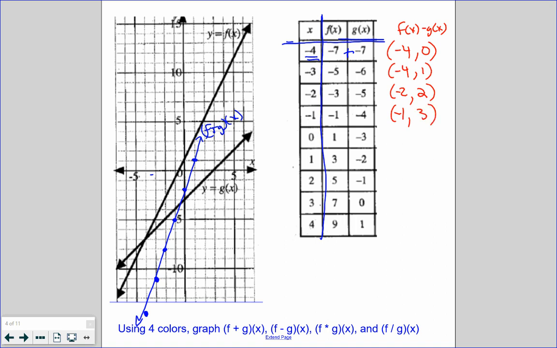So if I plot those points on here, so -4, 0, -3, 1. Sorry, that was a mistake. -2, 2, -1, 3, and so on and so forth. So this one is f minus g of x.